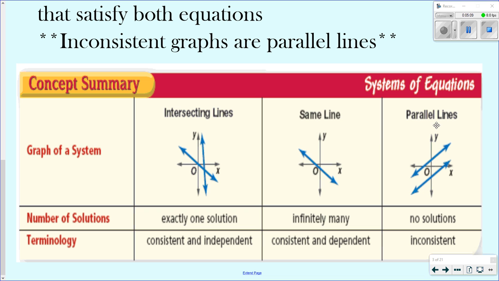With parallel lines, as you can see, they're both running in the same direction, but they'll never intersect, they'll never meet. That means there's no solution. Whereas with intersecting lines, they're going to meet at a common point. With parallel lines, they'll never have a solution, and it's inconsistent. That's the only graph where the inconsistent system option is used, when it's parallel lines.